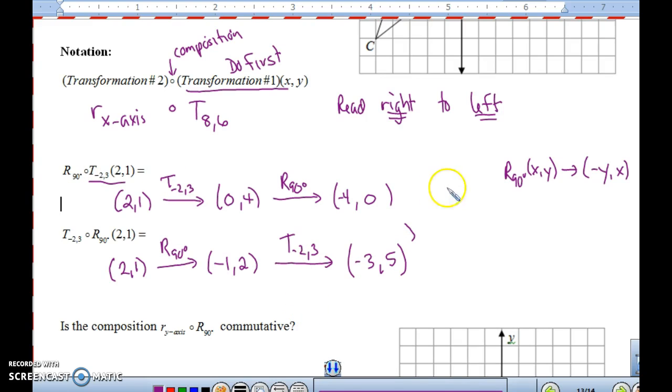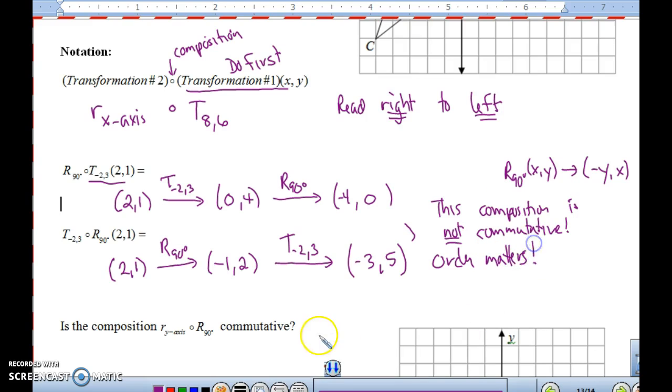No, I did not. All right, so this composition is not commutative. Order matters. So the order that you do the composition matters. Sometimes they will be. Sometimes they won't matter. But most of the time, the composition will not end up at the same place. Sometimes it will, but most of the time it will not.